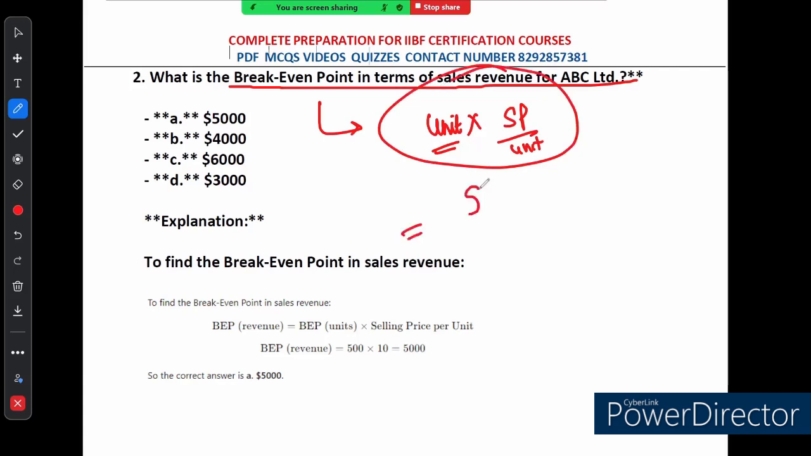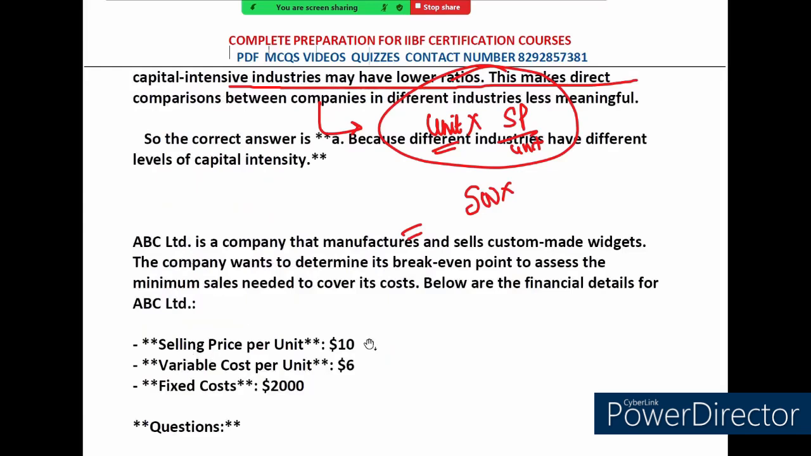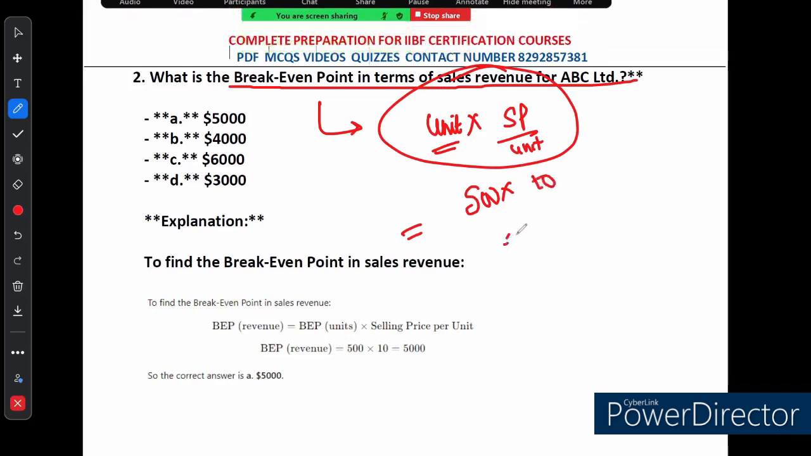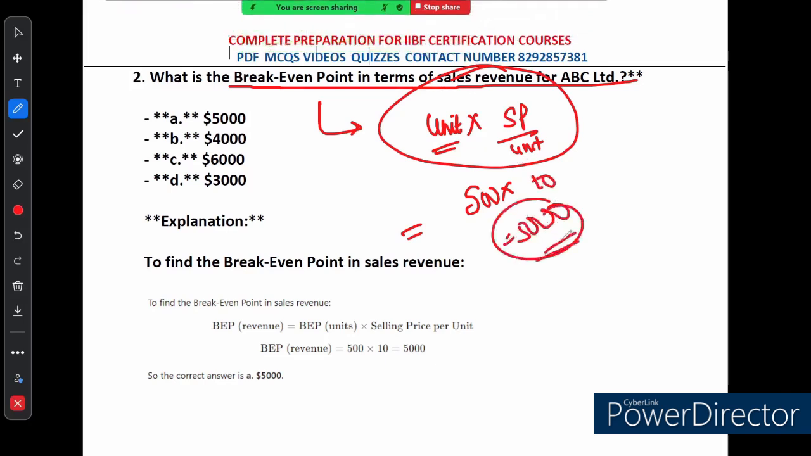How many units are there? 500 units are there. And what is the selling price per unit? Tell me, what is the selling price per unit? It is nothing but $10. Right? So the break even point in terms of sales revenue is how much? $5,000. So what does this $5,000 represent? It is the total amount of revenue that ABC Limited needs to generate to cover both its fixed and variable cost. In other words, if ABC Limited brings in $5,000 from selling its widgets, it won't make a profit, but it won't incur a loss either. It will just break even. Right? So earlier we calculated break even point in terms of units, and now we calculated the break even point in terms of sales revenue.